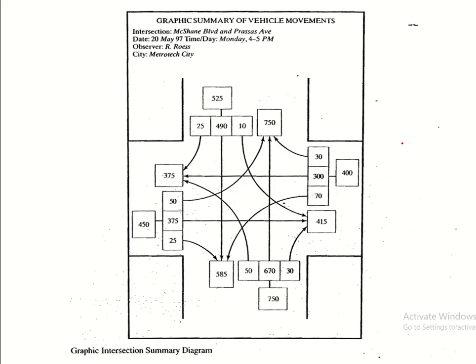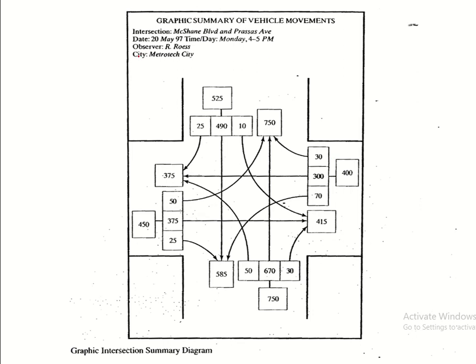Okay, these are different methods to show the volume coming in different directions of a signal. So you see different boxes here. Each box is representing one movement, and then you see a bigger box which is representing the total volume of that direction. So this direction has a total volume of 400. Out of that, 300 is going straight, 70 is taking left turn, 30 is taking right turn. So the arrows connecting the boxes are showing the movement, and each box is showing the count for each movement, and then you have a bigger box showing the total of that approach.